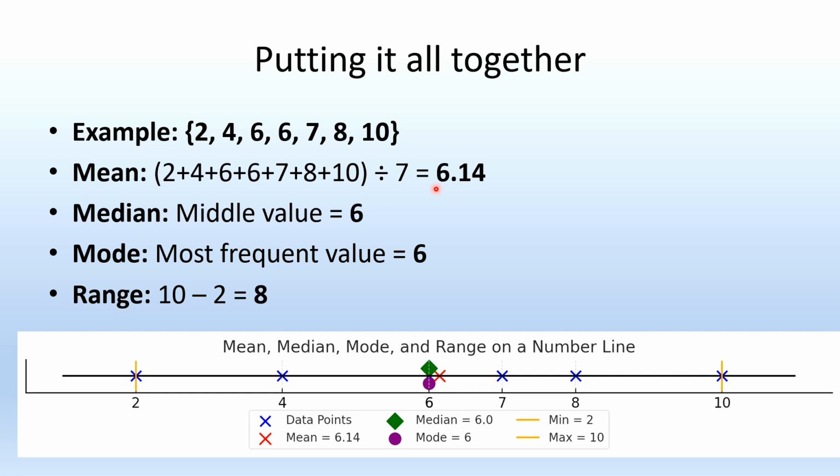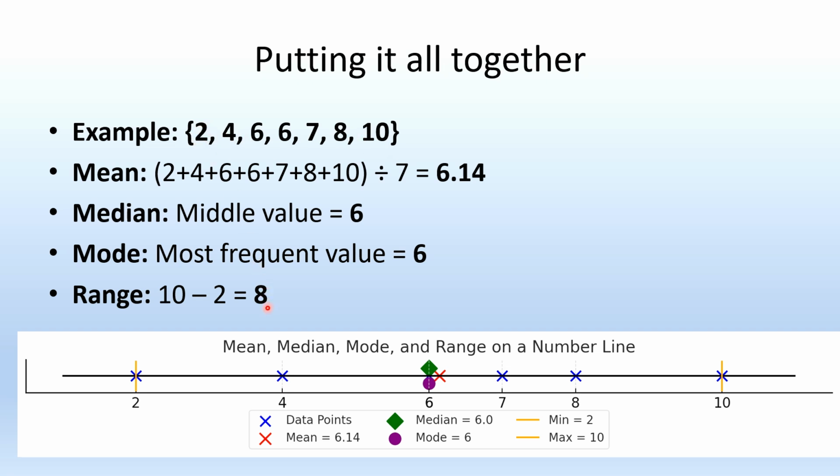Now we've got 1, 2, 3, 4, 5, 6, 7 numbers. So our median is going to be the fourth number right here, which is a 6. So that's in the middle. The middle value is 6, and that's the median. We've got two 6s, so that's going to be the mode. The range is 10 minus 2, because that's the largest number minus the smallest number, which is an 8.